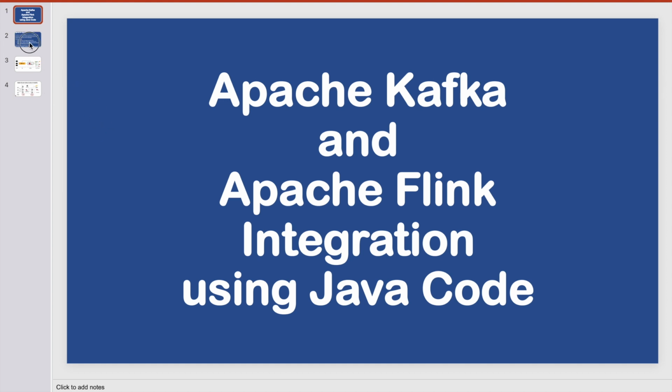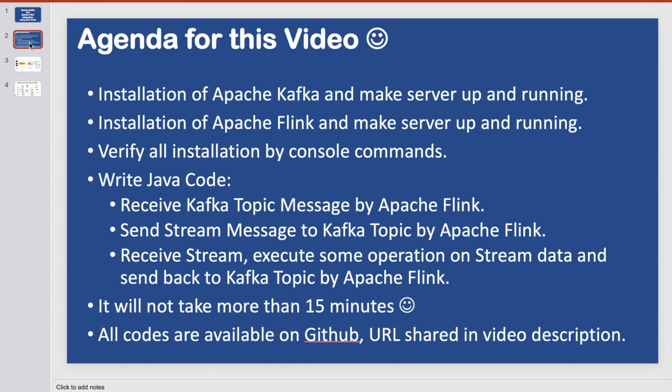So what I'm going to do in this video: first I will explain how to install Apache Kafka and how to get it up and running, and I will do the same for Apache Flink. Then, through the console, we will send some messages from the producer to the consumer and check whether everything is fine or not. Then I will write the Java code to receive the Kafka topic message by Flink, and the second code will show how we can send a message from Apache Flink to Kafka. In the third Java code, I will show you how both work together, and how you can do some operation on the streaming data.